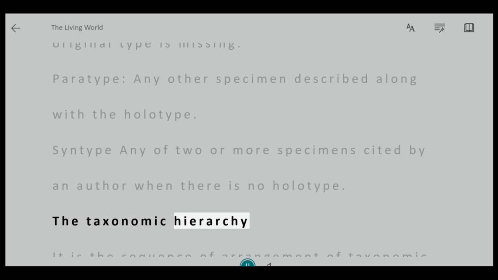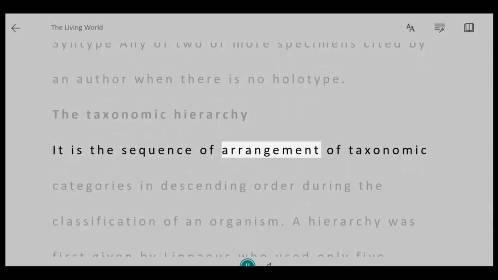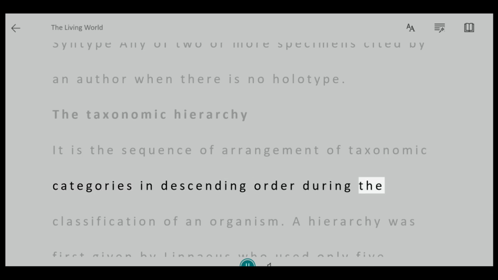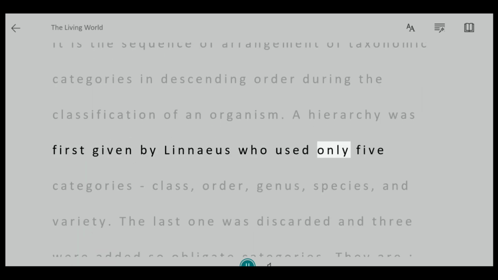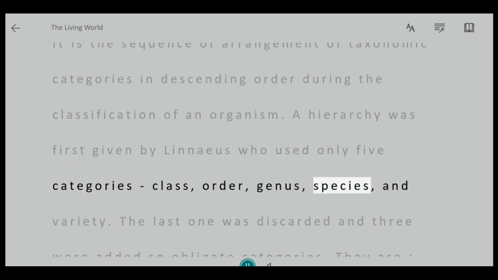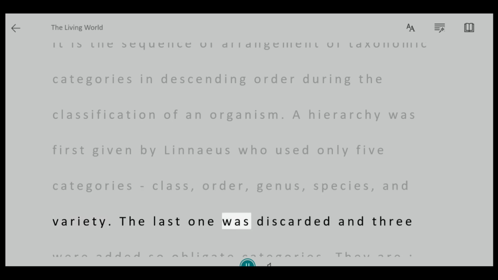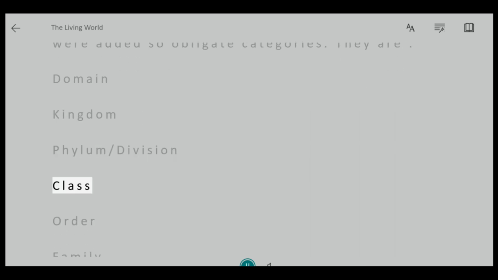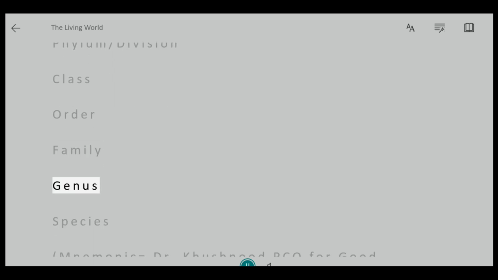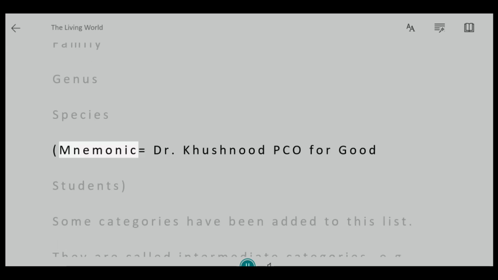The taxonomic hierarchy. It is the sequence of arrangement of taxonomic categories in descending order during the classification of an organism. A hierarchy was first given by Linnaeus, who used only 5 categories: class, order, genus, species, and variety. The last one was discarded and 3 were added, so obligate categories. They are domain, kingdom, phylum/division, class, order, family, genus, species. Mnemonic equals Dr. Kushnad PCO for good students.